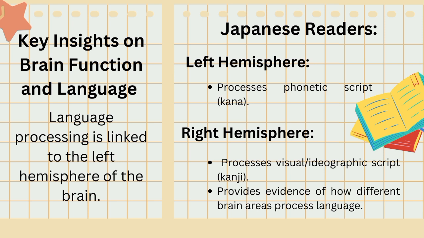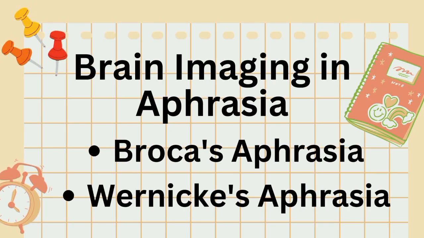The Japanese language provides additional evidence for the hemispheric specialization of language processing. The two writing systems, kana, phonetically based, and kanji, ideographic, are processed differently by the brain. Left hemisphere damage impairs kana reading, while right hemisphere damage impairs kanji reading. This further supports the idea that different brain regions are responsible for processing different aspects of language.